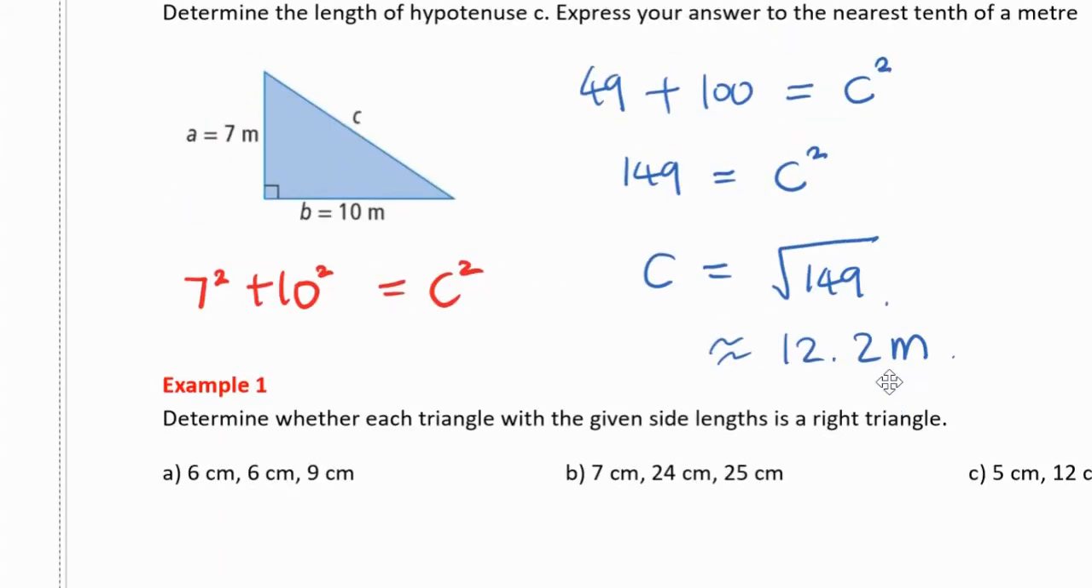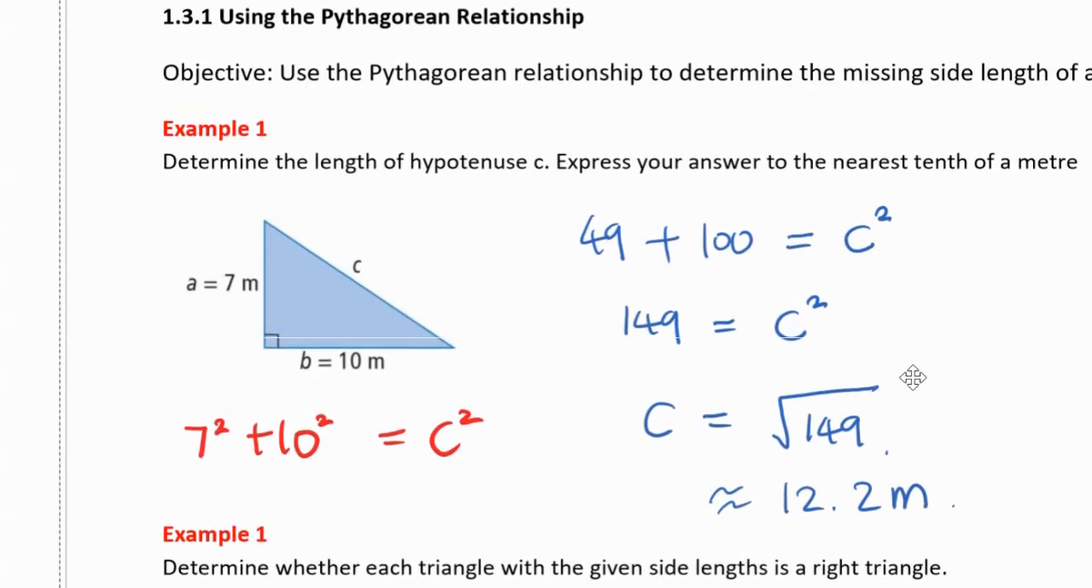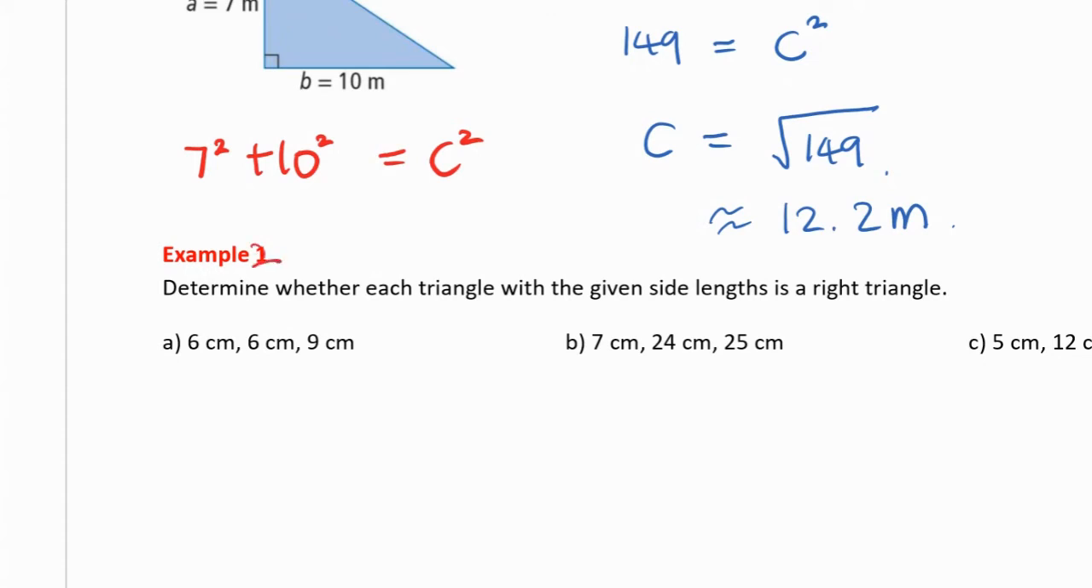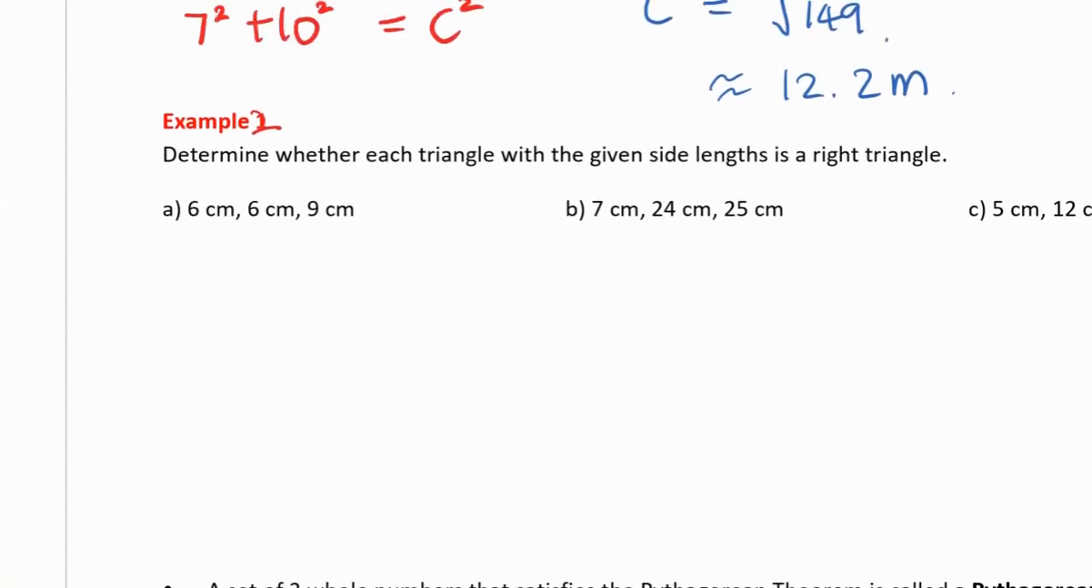Example 2. This is example 1, and this should be example 2. It's a typo. Determine whether each triangle with the given side lengths is a right triangle or not. To be a right triangle, the longest side should be the hypotenuse, and the other two legs should be shorter than the hypotenuse, right? So we're going to figure out if this is a right triangle or not.